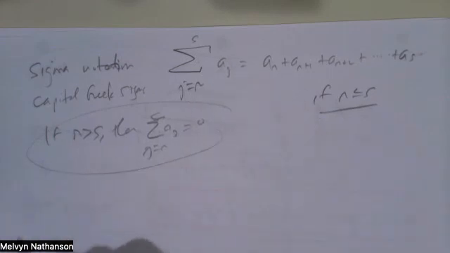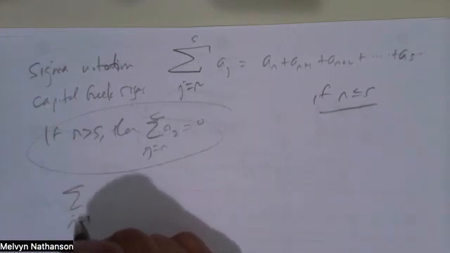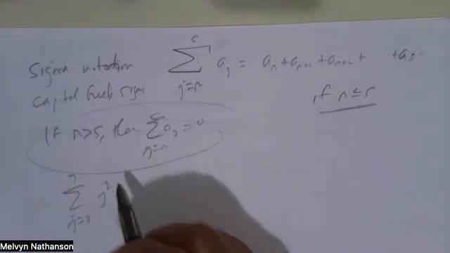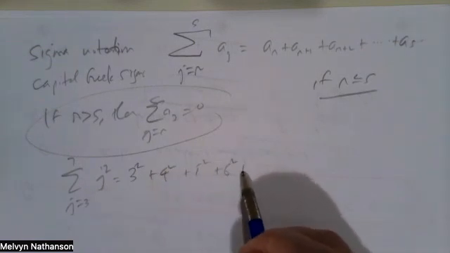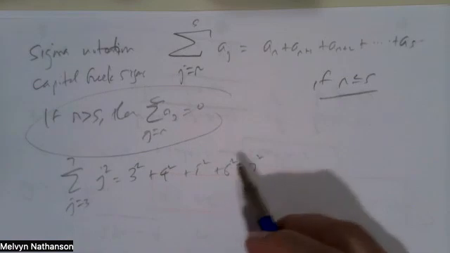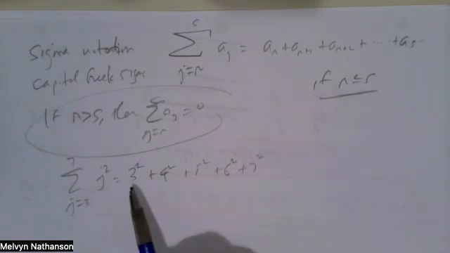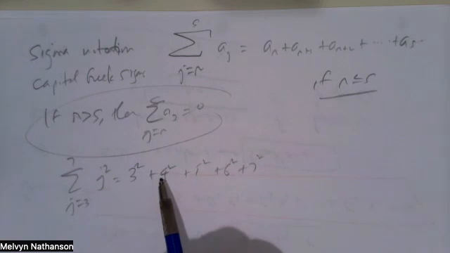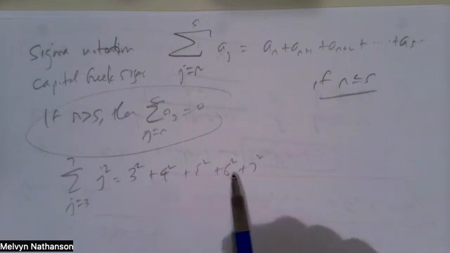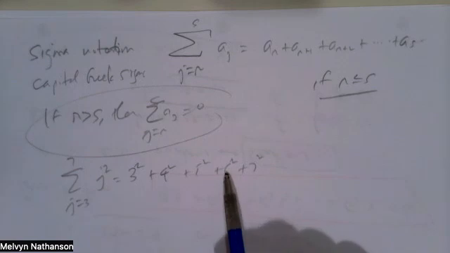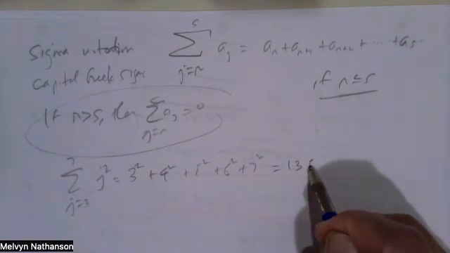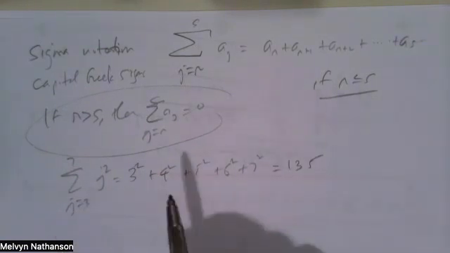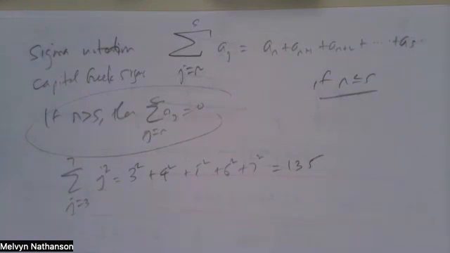So for example, you have the summation, j goes from 3 to 7, of j squared. This means 3 squared plus 4 squared plus 5 squared plus 6 squared plus 7 squared, which if you add it up is 9 and 16 is 25, plus 25 is 50, plus 36 is 86, plus 49 is 135. Right? So this is just sigma notation, which you have to be familiar with because you use it in calculus when you're doing integration, certainly.